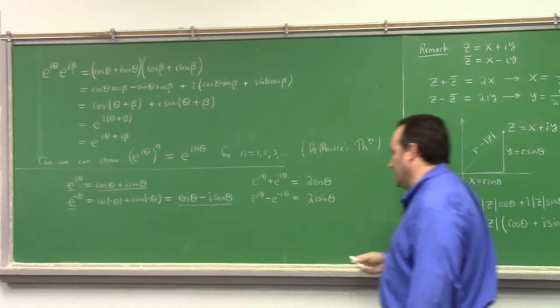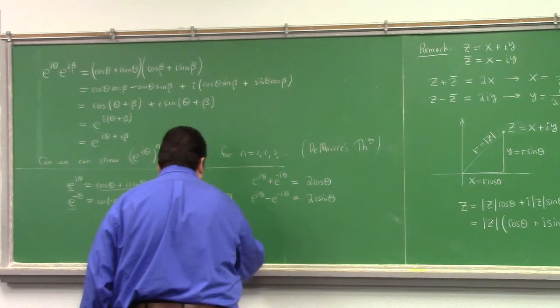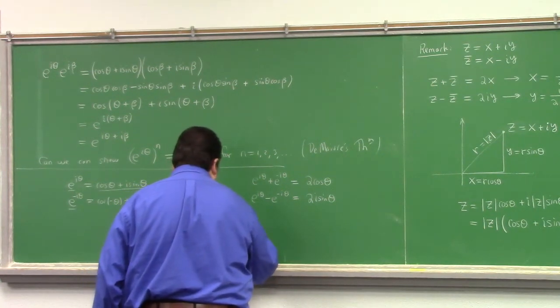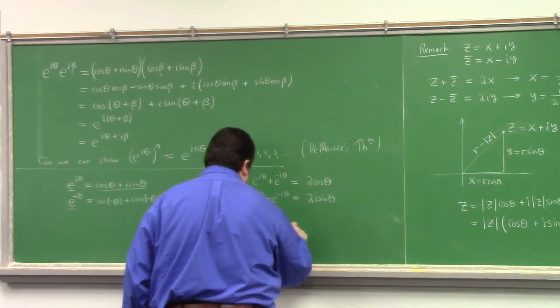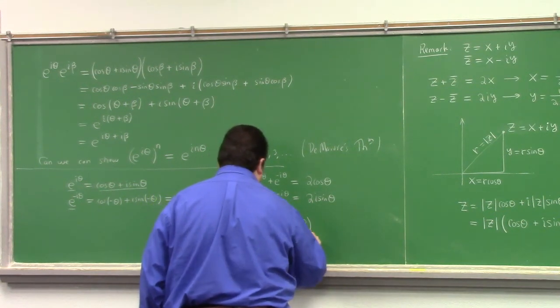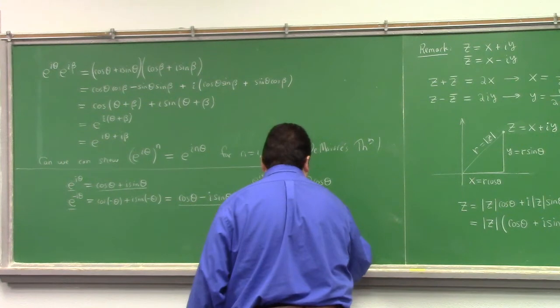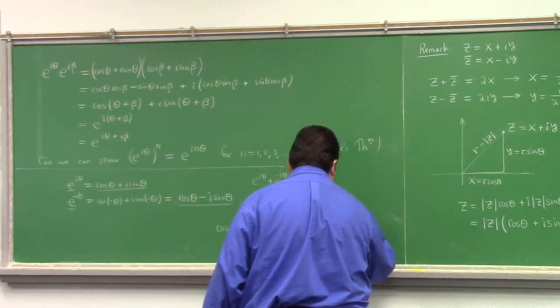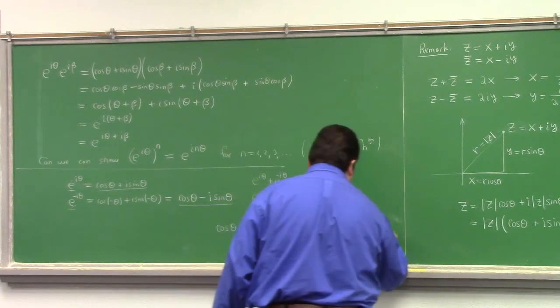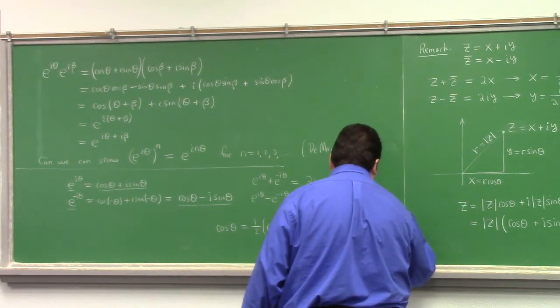See, this tells us that cosine theta is 1/2 (e to the i theta plus e to the minus i theta), and sine theta is 1/2i (e to the i theta minus e to the minus i theta).